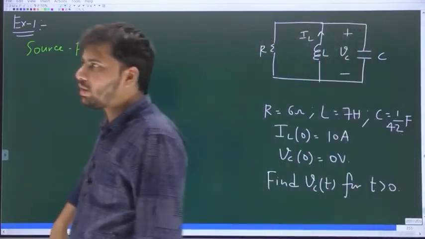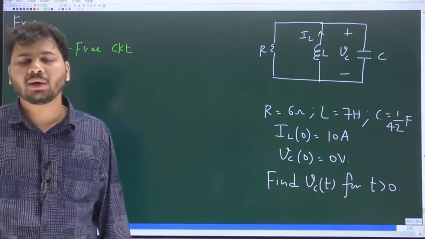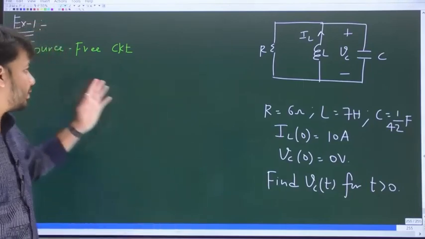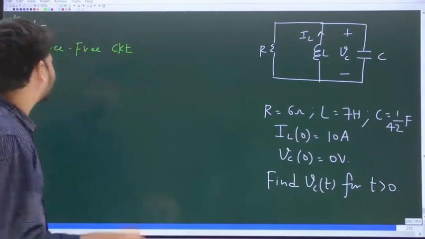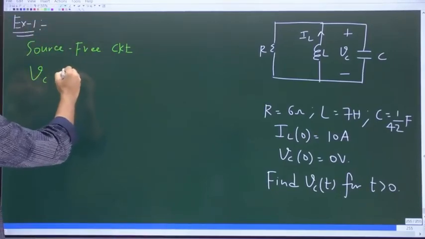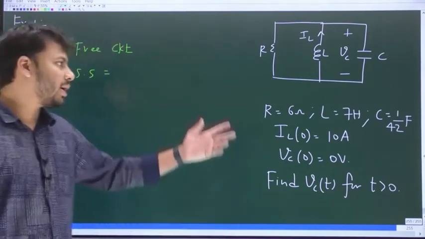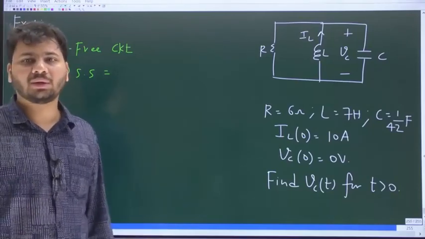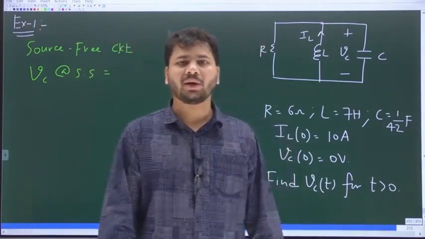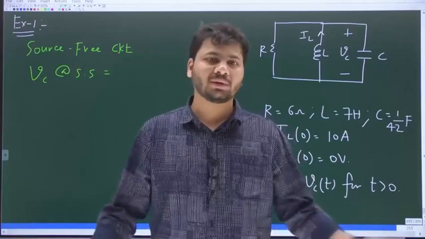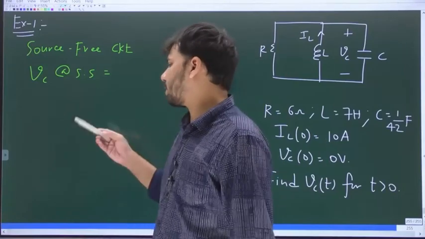If any circuit is not driven by independent sources, and if the circuit reaches steady state, then at steady state in a source free circuit, all voltages and currents will be 0. So can you tell me in this circuit what is Vc at steady state? It will be 0. In fact, not just Vc, each and every current in the circuit at steady state will also be 0. Why? Because it is not driven by any kind of source. Source free circuit at steady state, all voltages and currents will be equal to 0.